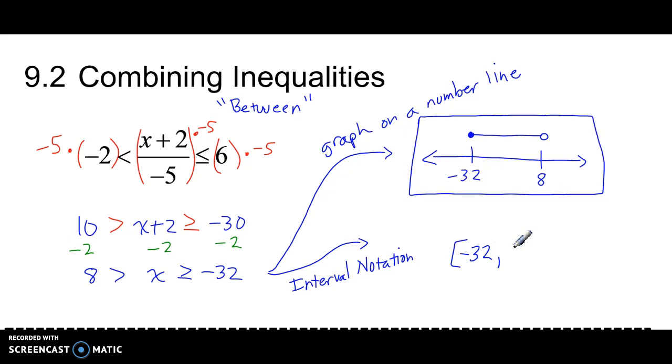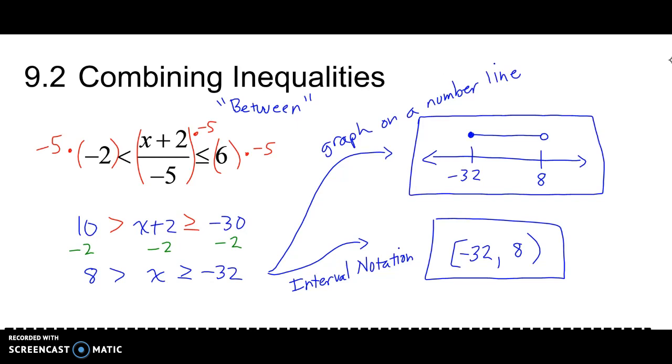It's the interval from negative 32 to 8, with a bracket on the negative 32 because that one's included, and a round parenthesis on the 8 because that one's not. So these three-sided inequalities will be pretty simple because you solve them just like regular inequalities, and although the interpreting the answer business at the end is a little tricky, as long as you remember the word between is what's going on here, you'll probably have very little trouble getting the right answer at the end.